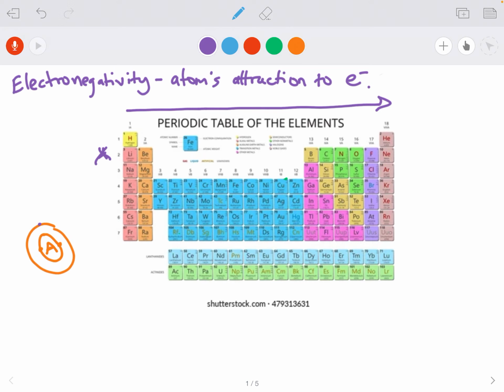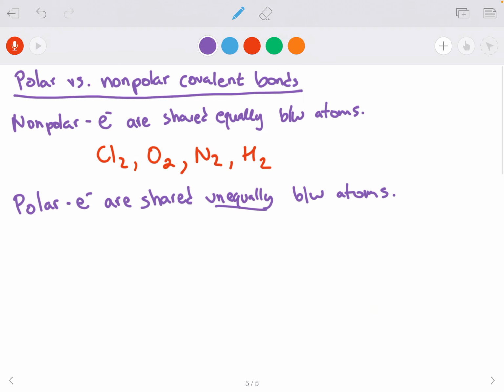Lithium has 1 valence electron. Beryllium has 2. Boron 3. Carbon 4. Nitrogen 5. Oxygen 6. Fluorine 7. So notice, I'm continually adding an electron, but it's staying in the same shell. So it's staying the same distance, technically, from the nucleus. But every time I add a proton, that's more positive charge, that's more attraction of those electrons towards the nucleus. So as I move across a row, the electron becomes more and more attracted to the nucleus, and the nucleus has more of a pull on those electrons. It has higher electronegativity.